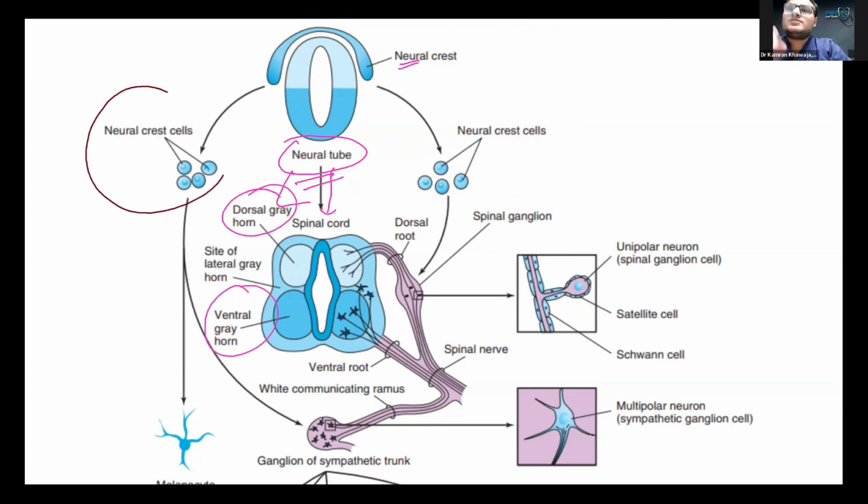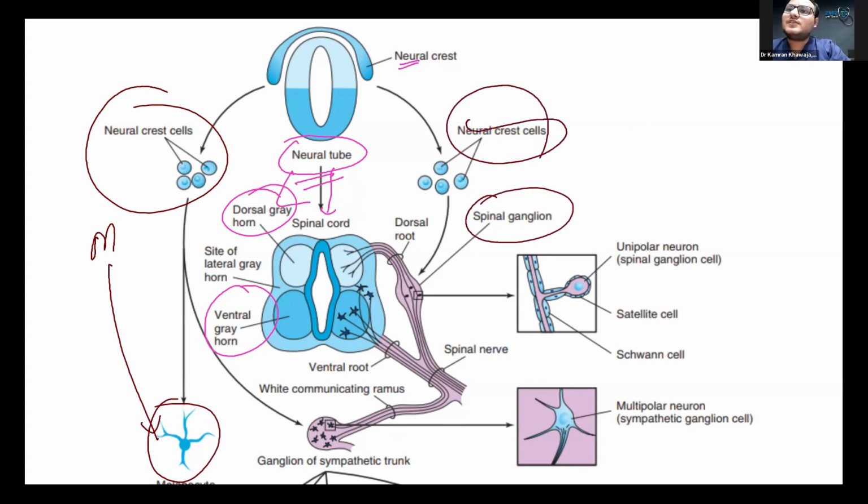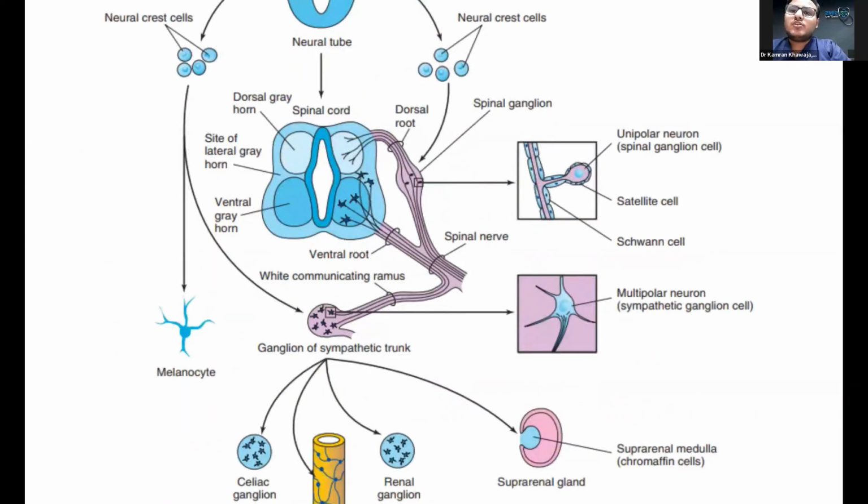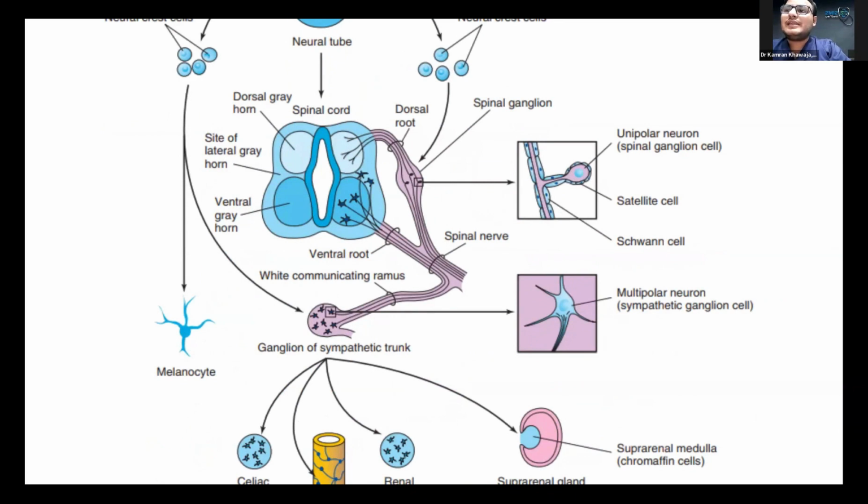Neural crest cells will make the melanocytes. This is a melanocyte structure. Neural crest cells will also make the spinal ganglion, because neural crest makes the peripheral nervous system ganglia, the spinal ganglia. And in more detail, neural crest cells will also make ganglia in the sympathetic system. These ganglia of the sympathetic system are made by neural crest cells, and these sympathetic trunks are available in our gastrointestinal system.